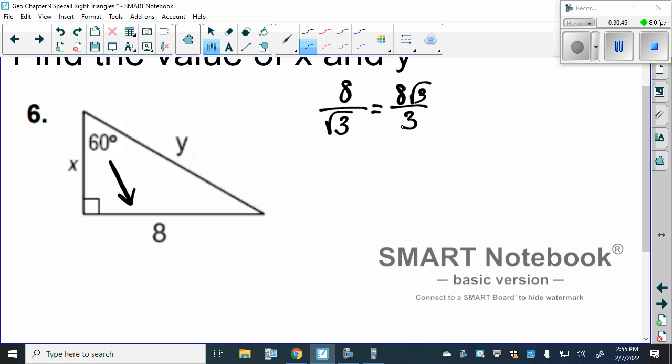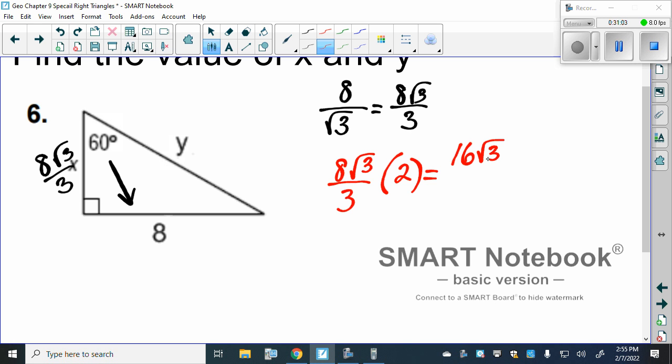And this here would be the short leg, the side opposite 30 degrees. And to get the hypotenuse, we take the short side length and do what? Times it by 2, which would give us 16 square root of 3 over 3. And we could have also typed that into the calculator. Any questions on this here?